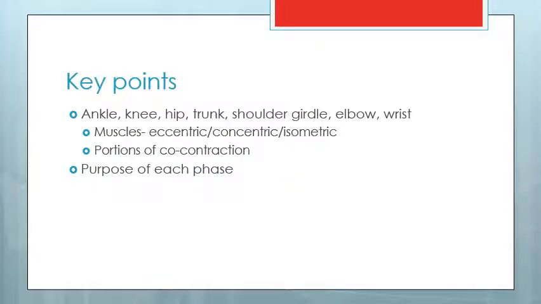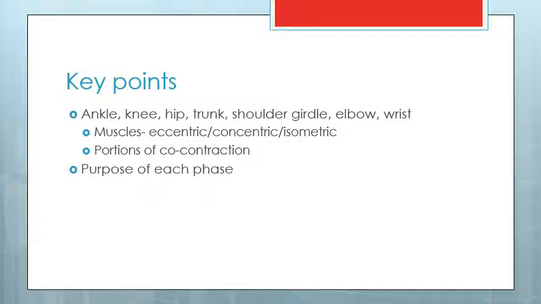So again, key points, and this kind of summarizes everything. What I would suggest in this particular talk, and even when I would do this in person, is that students go back after listening to me talk about it and double check to make sure they have everything. So again, think of ankle, knee, hip, trunk, shoulder girdle, elbow, wrist. We mentioned something about all of those different joints.